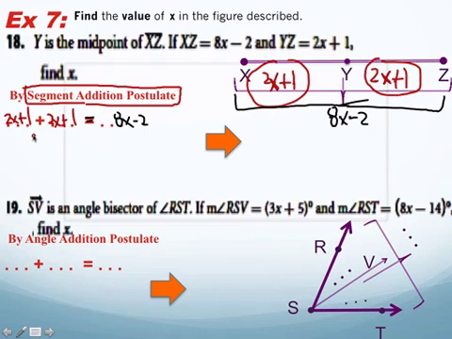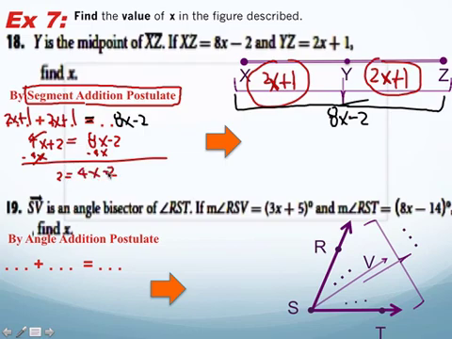Then you just have to solve for x here. 4x plus 2 equals 8x minus 2. You could go ahead and take away the 4x. That will be 2 by itself equals 4x minus 2. Plus 2 on both sides: 4 equals 4x. Divide by 4 on both sides, and you get x is equal to 1. So that's the final answer.